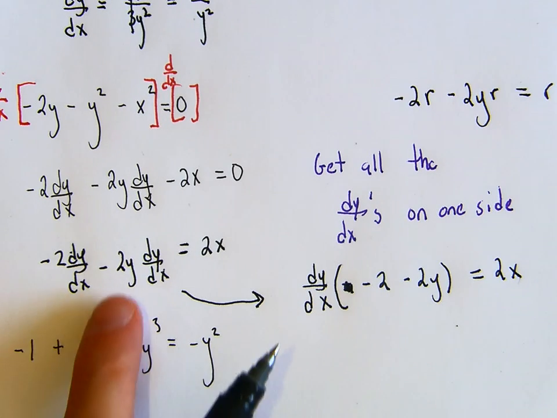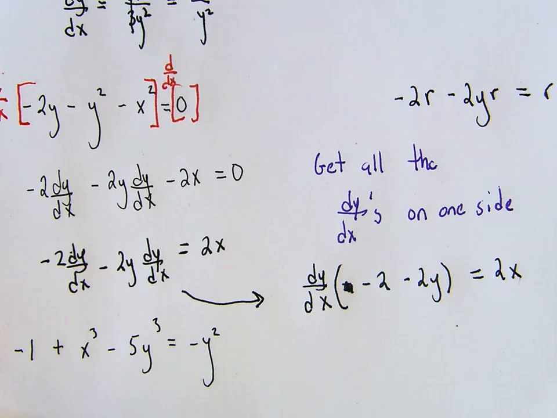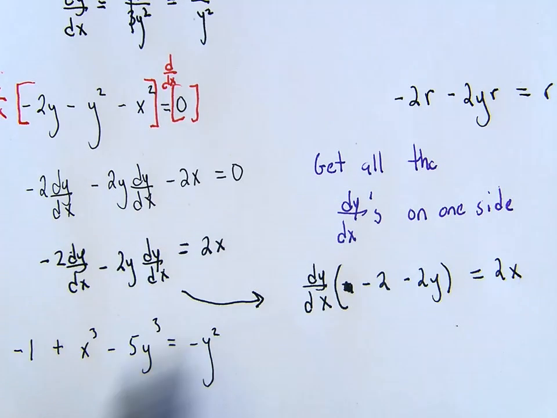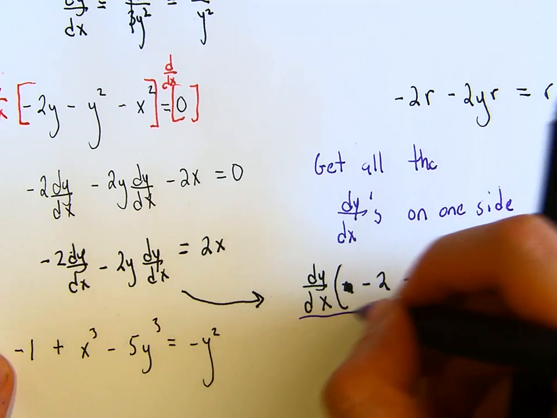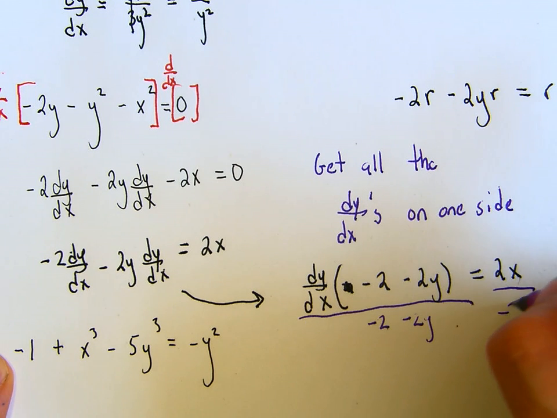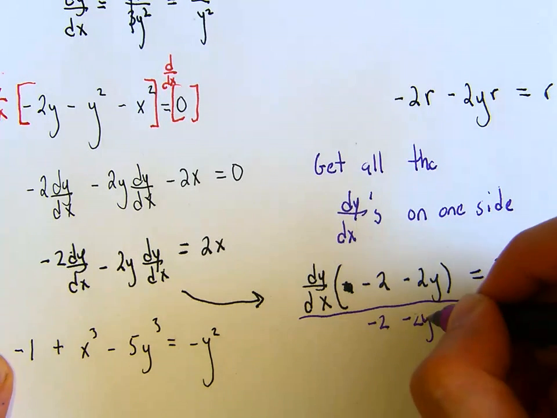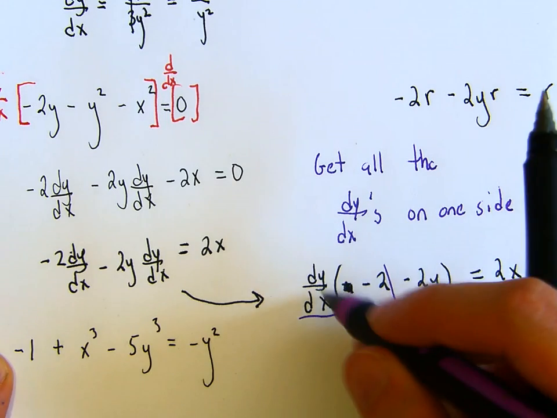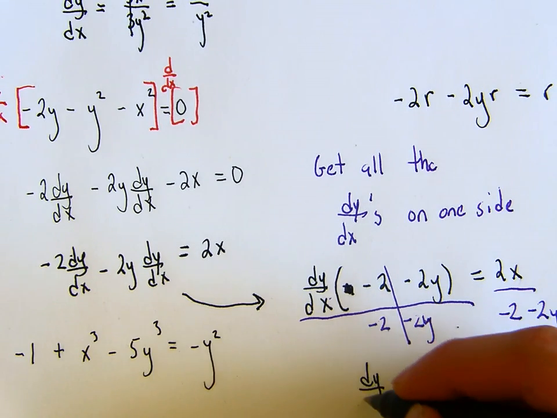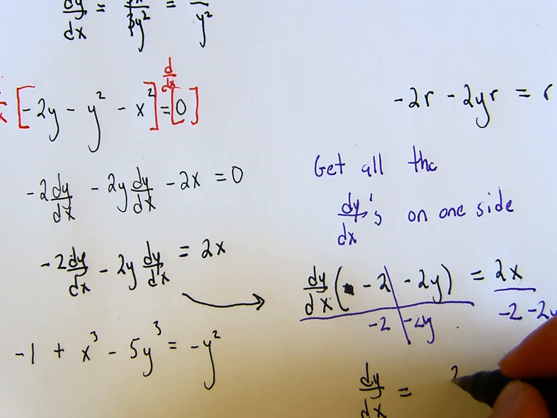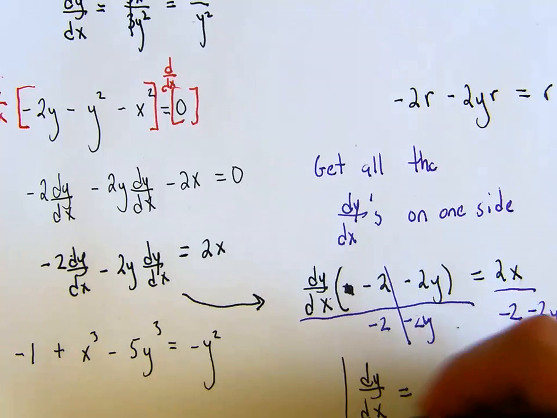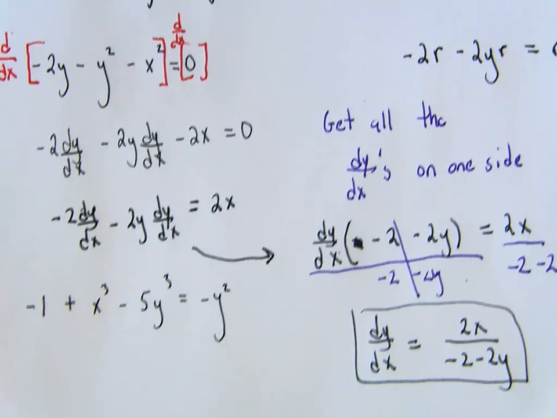That's how we went from here to here. We just factored out a dy dx. And then what can you do? We could divide both sides by negative 2 minus 2y, because these cancel, and then the dy dx is by itself. So now we just have dy dx equals 2x over negative 2 minus 2y. And then bam, you're done.